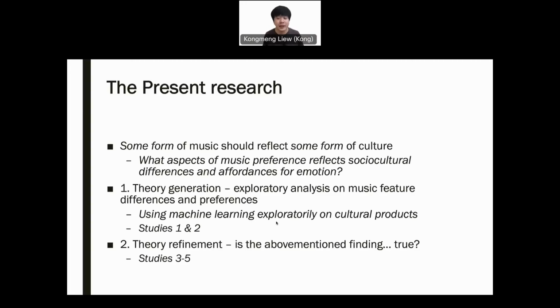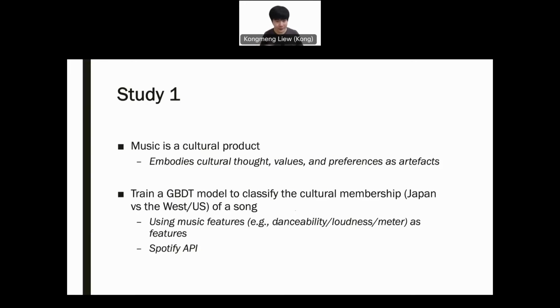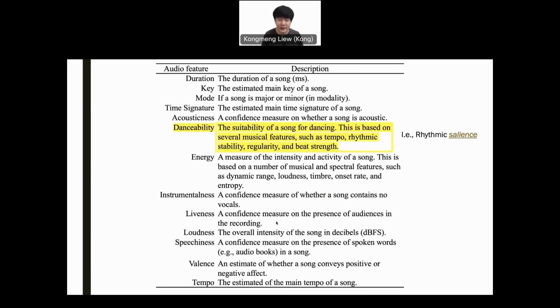You can run an exploratory analysis on a huge data set, brainstorm some ideas from looking at the PDPs, and then come up with a theory that could represent these kinds of differences across culture. And so for study one, that's what we did. Using the Spotify API, we combed through music that was produced in Japan and music that was produced in the West. Spotify has a database of different music features. I'm not going to go into all of them, but I'm going to focus on danceability, because, a bit of a spoiler, this is what we ended up focusing on. Danceability is basically the rhythmic salience, the rhythmic arousal of a piece of music.